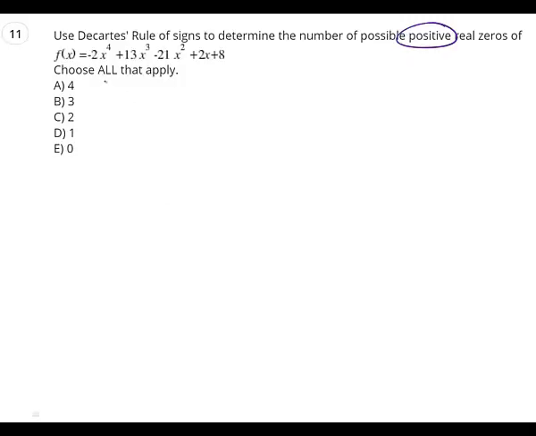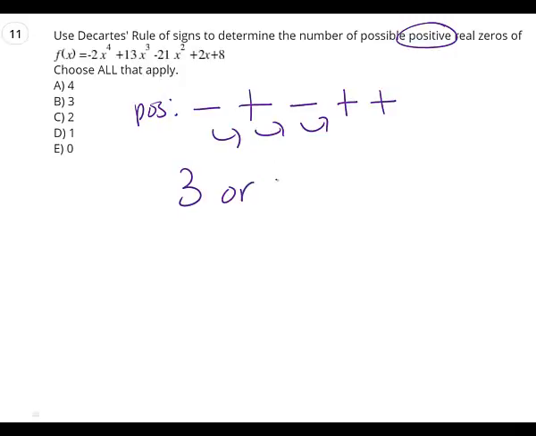All right, we're going to choose all that apply. We're going to do the positives. We just list the signs the way it is, right? So what's my first sign? Negative. Then what's my second sign? Positive, then negative, and then positive. So how many times does the sign change? 3. And then I have to subtract 2. So it's either 3 or... So you'd have to do B and D.